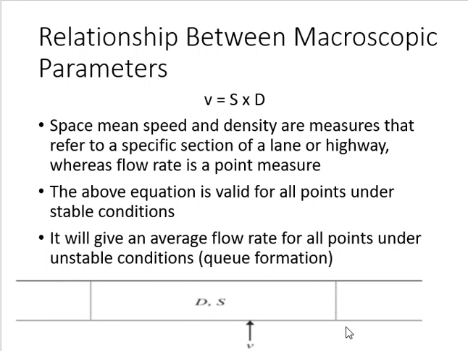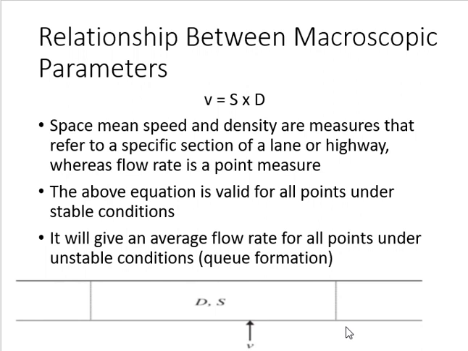Now which speed are we talking about here? We have space mean speed and time mean speed, or the speed of one vehicle. Which one is this? It's space mean speed, because it's macro. All 3 parameters are macro, so it cannot be for one vehicle. And it cannot be time mean speed either, because we don't use time mean speed with these parameters. We always use space mean speed.